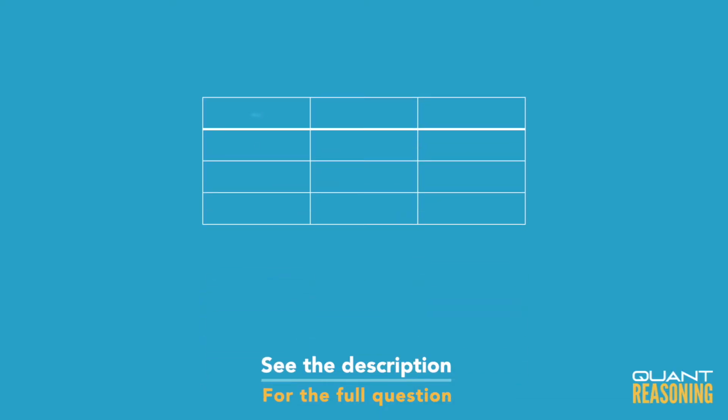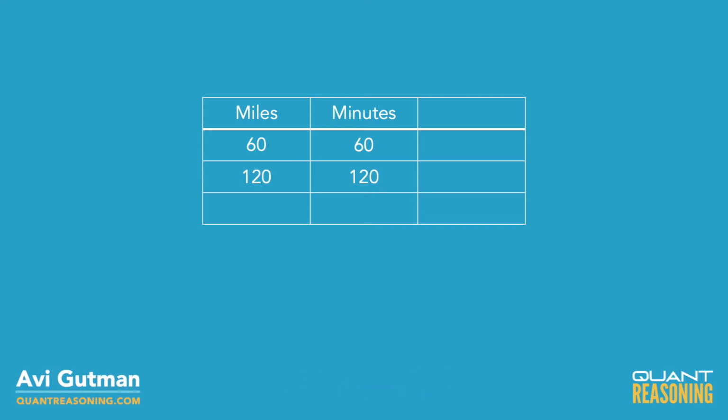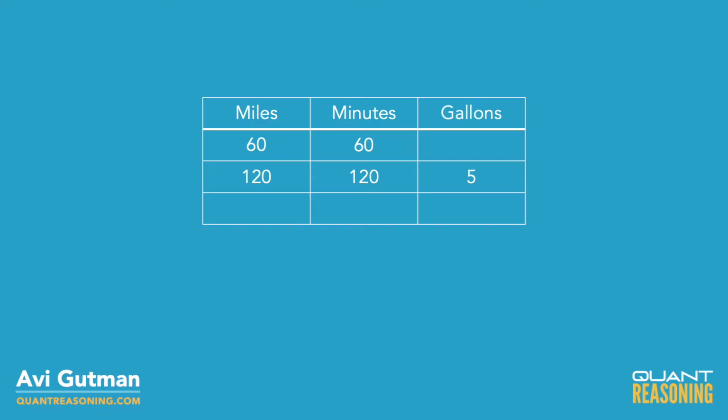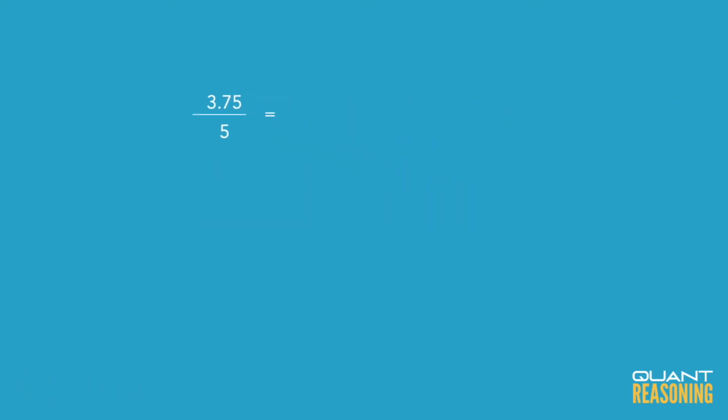1 mile per minute, that's 60 miles per hour. So in 2 hours, that's 120 miles. So this car travels 120 miles, and that takes 5 gallons. So if it only used 3.75 gallons, 3.75 out of 5, that's like 7.5 out of 10.